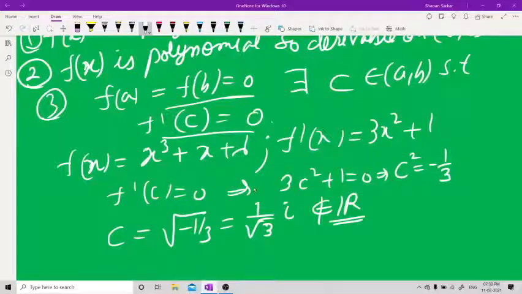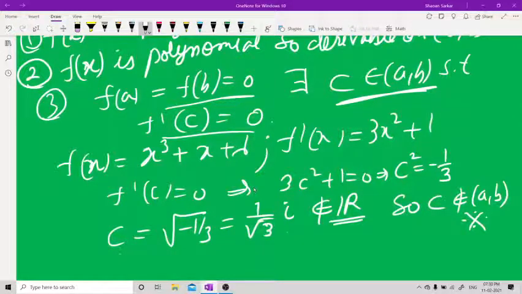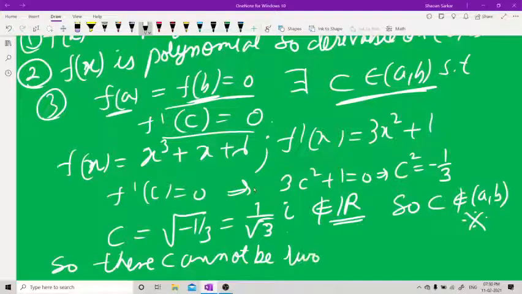There is no real root, which contradicts the fact that this c lies between A and B. So c does not belong to A and B, a contradiction. Therefore, there cannot be two roots, but exactly one root.